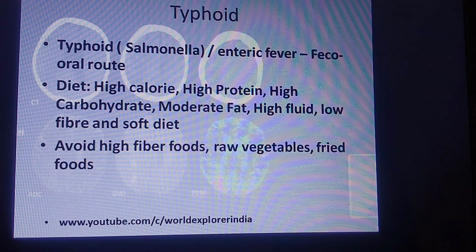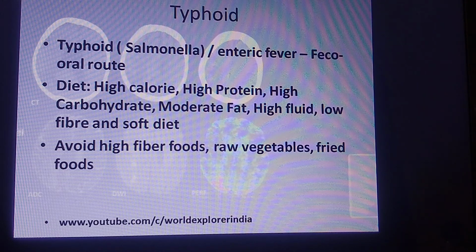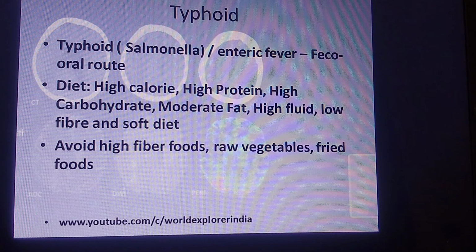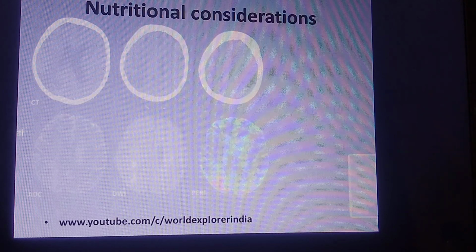Let's take an example of typhoid. Typhoid is also called enteric fever, which spreads by the fecal-oral route. Salmonella is the causative organism of typhoid. For this, dietary considerations include high calorie, high protein, high carbohydrate, moderate fat, and high fluid. A low fiber and soft diet is recommended in typhoid. Avoid high fiber foods, raw vegetables and fried foods in typhoid.